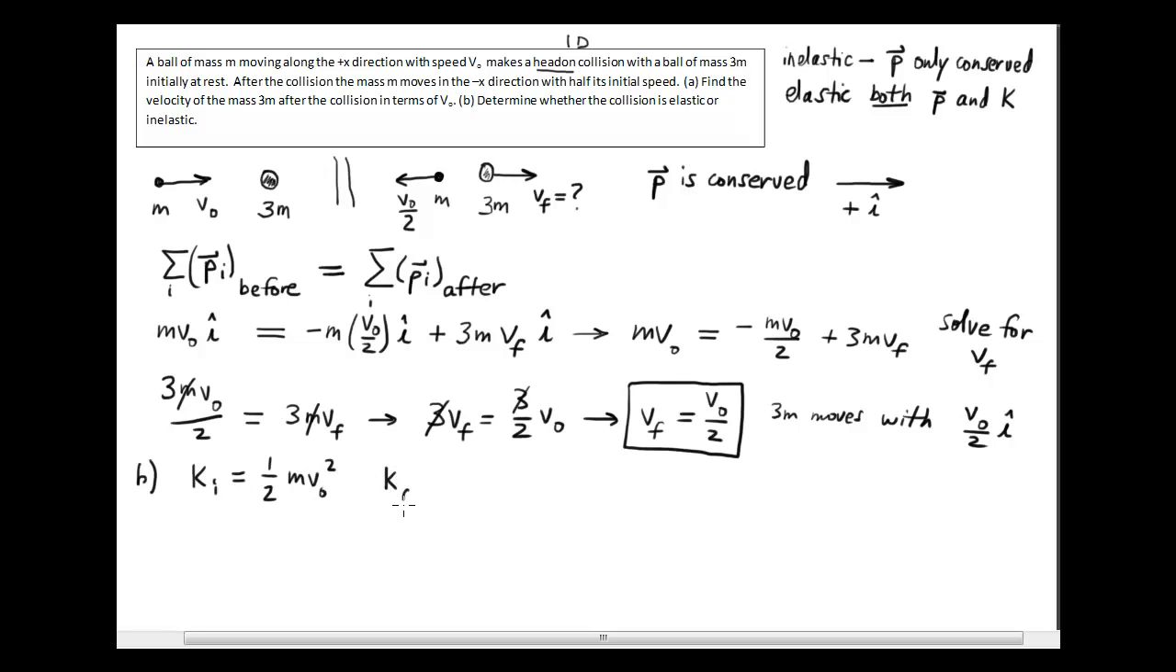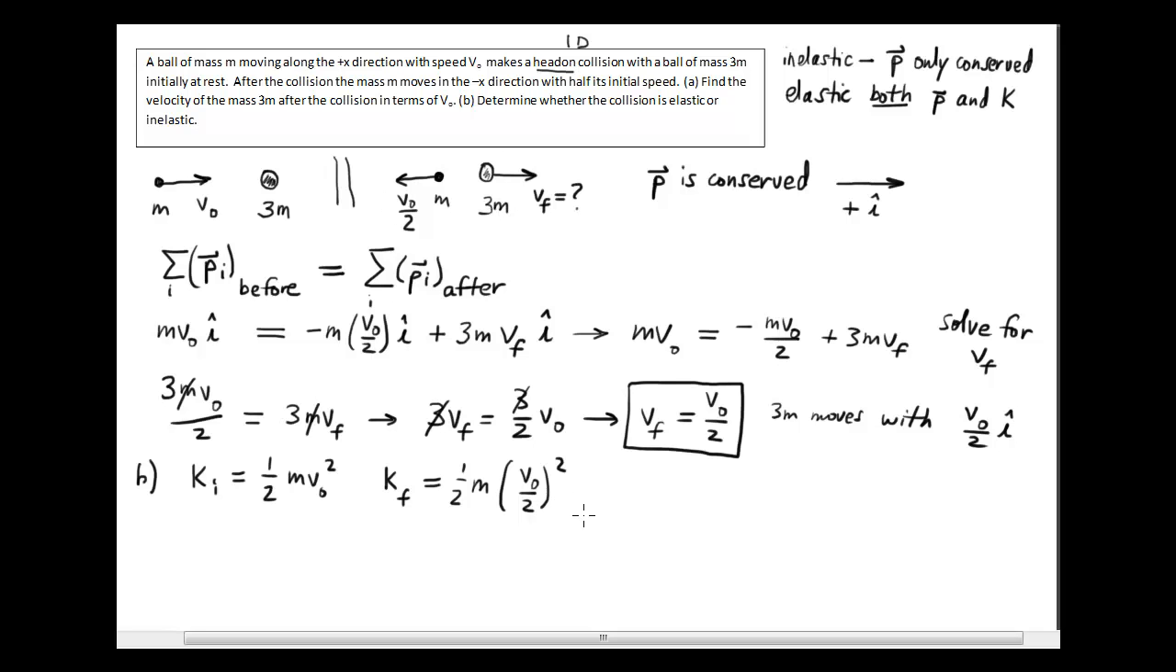Now K final, we have two moving objects after the collision. Now, what's important here is that kinetic energy is always positive. It can never be negative. So it's not a vector. Momentum can be negative because it is a vector, but kinetic energy will never be negative. So when I write down the kinetic energy for the mass m, it's 1/2 m, and then it's moving with a speed v0 over 2, and so I just square that. So be careful here. That's going to be now the kinetic energy of mass m.